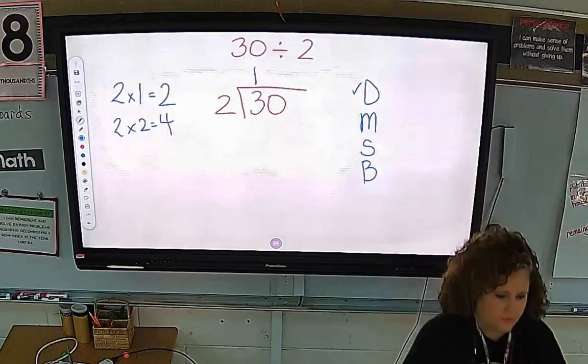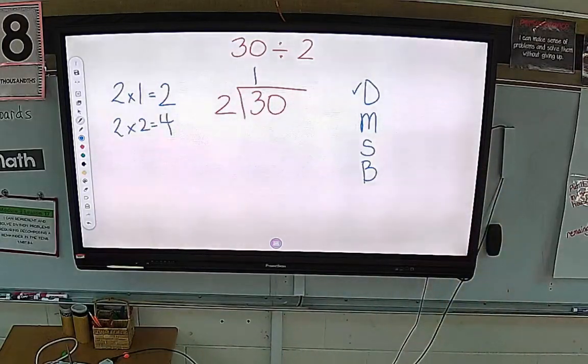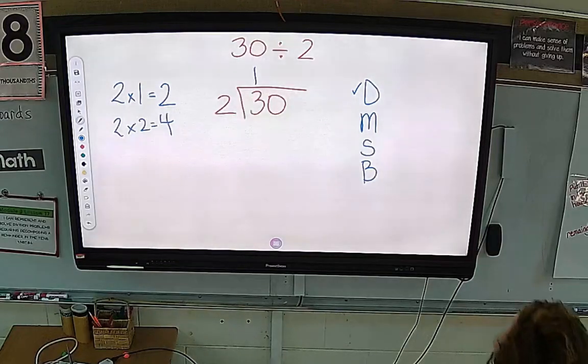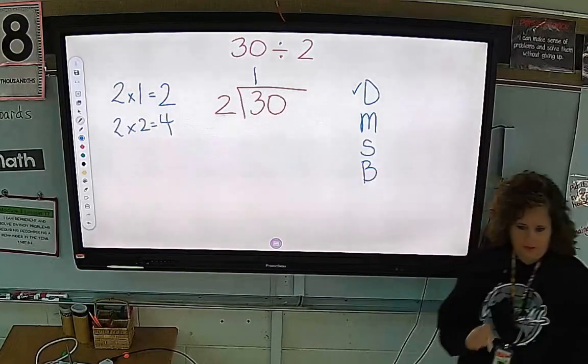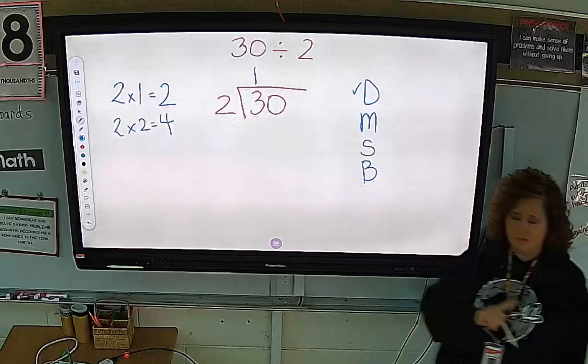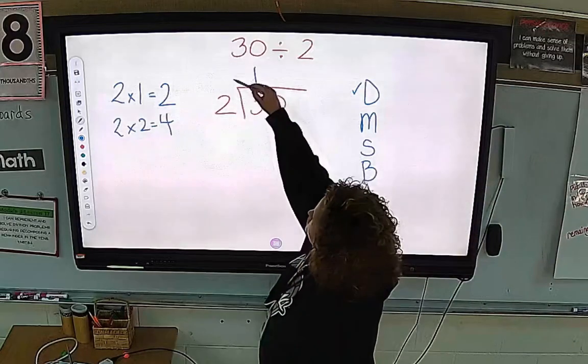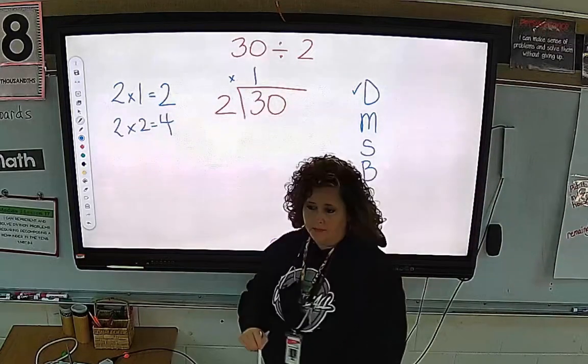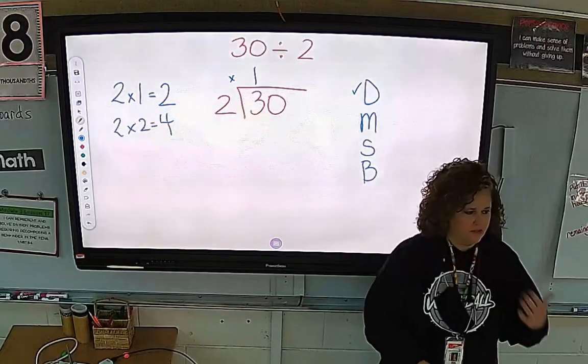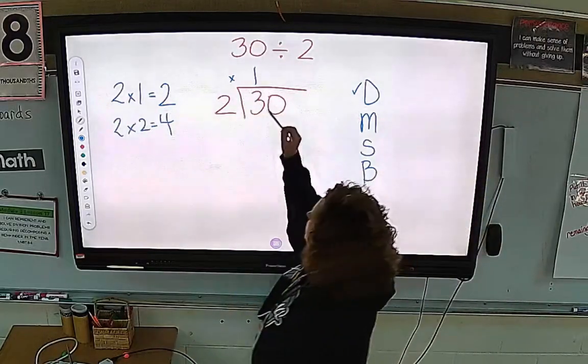On the side of your board, write Daddy, Mama, Sister, Brother, not the words, but DMSB. We can check them off as we go. All right, so what are we going to multiply? If we're supposed to multiply next, what are we going to multiply? 2 times 1. You can draw that if that helps you remember to multiply. You don't have to, but it's one of those helpful things.